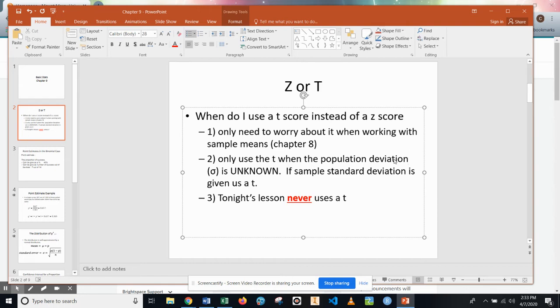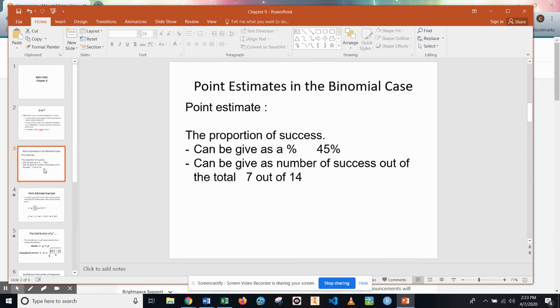The nice thing about tonight's lesson is you don't have to worry about T. You'll always use a z-score. So we have our list of z-scores that we produced last week that you'll use for your confidence intervals. Tonight's is about proportions, and that's our point estimate. Remember, point estimate was our best guess, and for a sample mean, that was our best guess for the mean. Tonight we're going to talk about percentages.